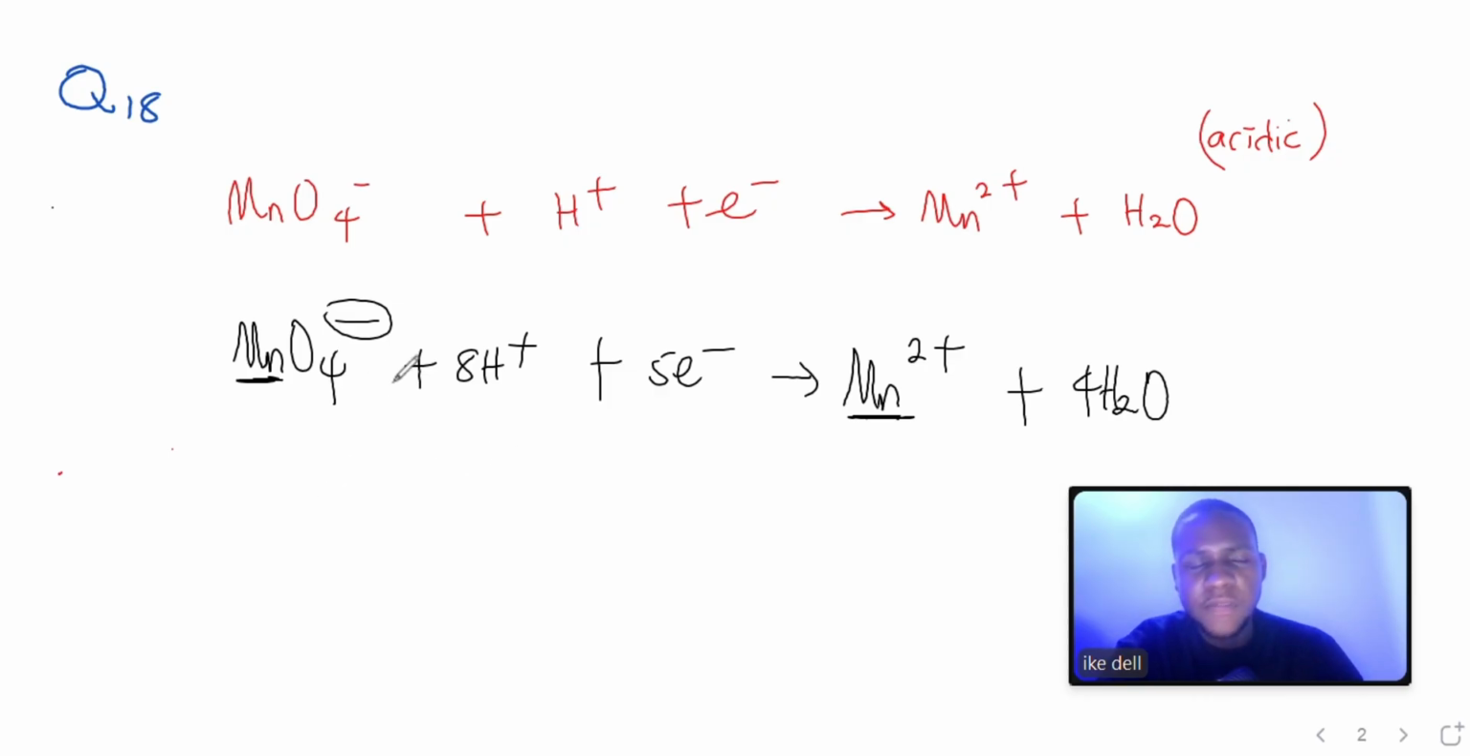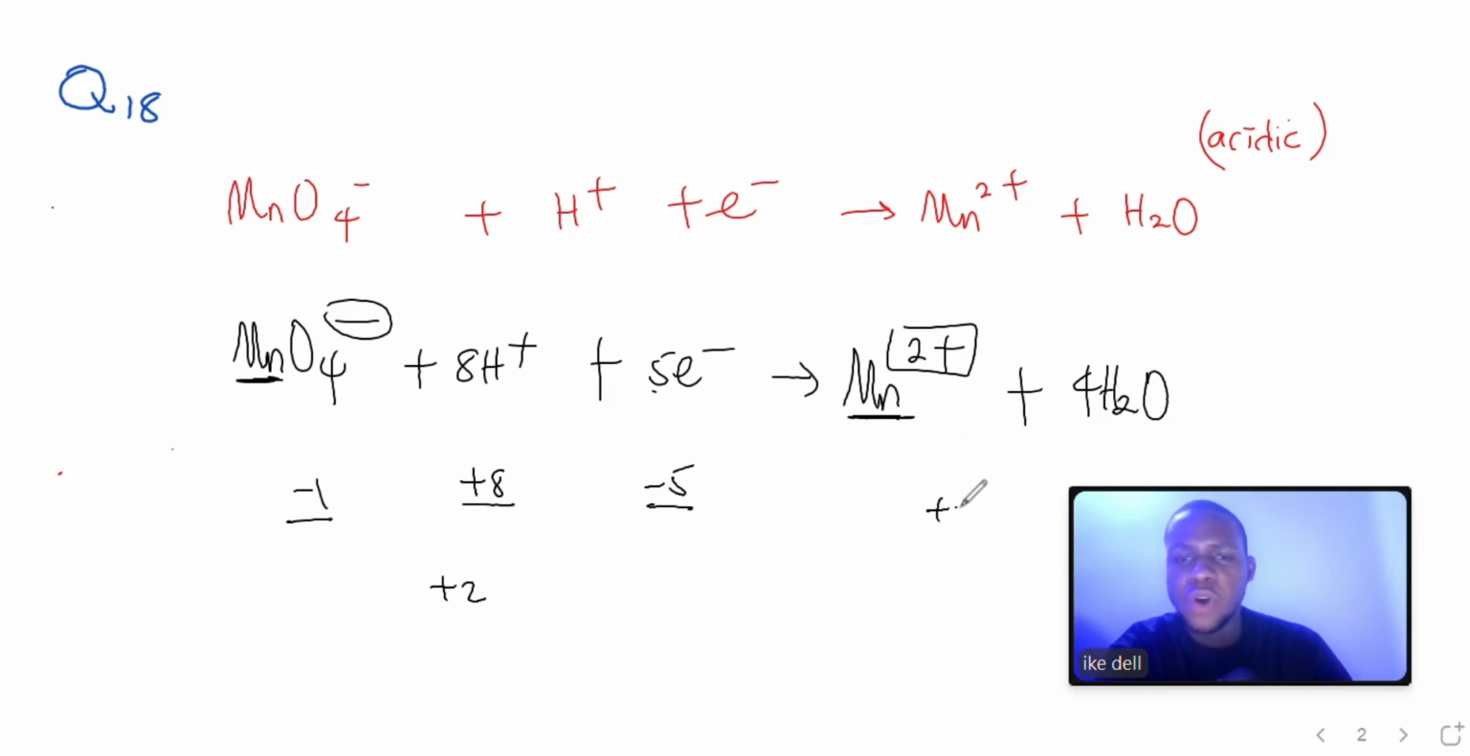Okay, so now if I calculate it, this is minus 1, this is plus 8, and 5 times minus 1 is minus 5. Minus 5 plus 8 minus 1, when you solve all this, you get plus 2. Just the same way you have a plus 2 on this side. So now you see it's balanced, right? It is. And that also brings us to the end of this particular question.